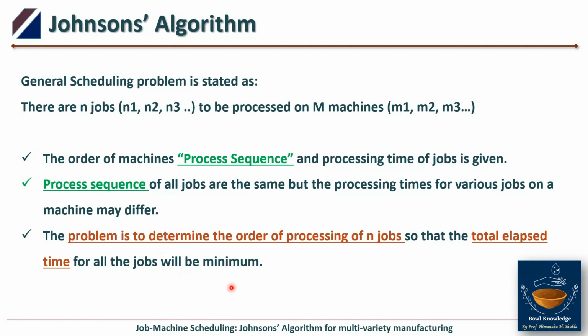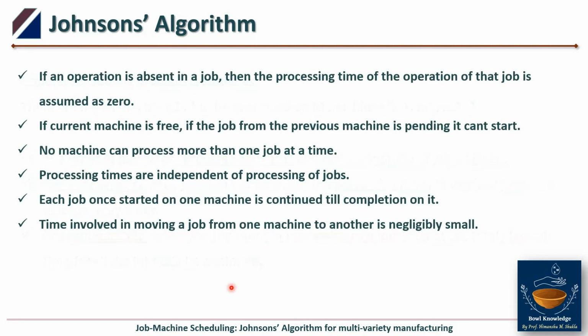Optimizing the total elapsed time means we will keep the total elapsed time minimum. If the total elapsed time is minimum, or you are making an effort to keep it minimum, it means that you are optimizing the system. And optimizing the system eventually means maximizing the profit, minimizing the wastage, and several such benefits. So now we will try to understand what Johnson's algorithm is.